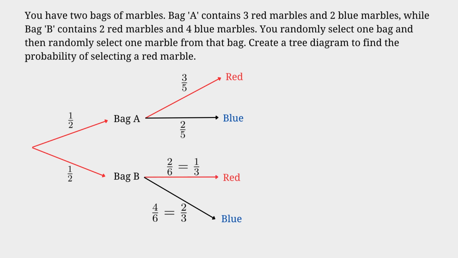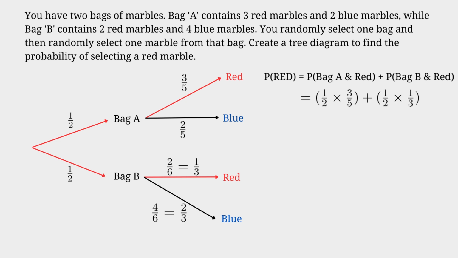When you see the word "and," it will generally end up in you multiplying the probabilities. So the probability of getting a red ball out of bag A would be a half times 3 over 5, and the probability of getting a red ball out of bag B will be a half times 1 over 3. Type this expression into your calculator and you will arrive at your answer, which is 7 over 15.